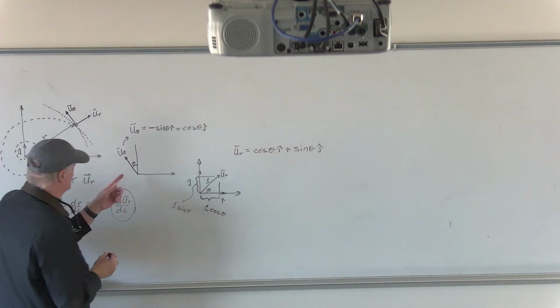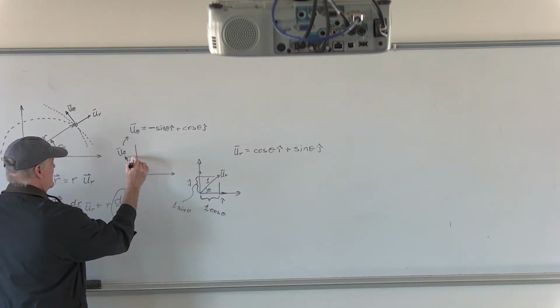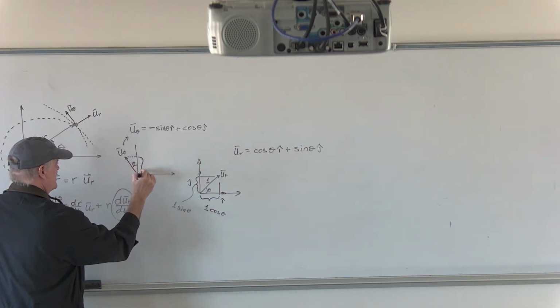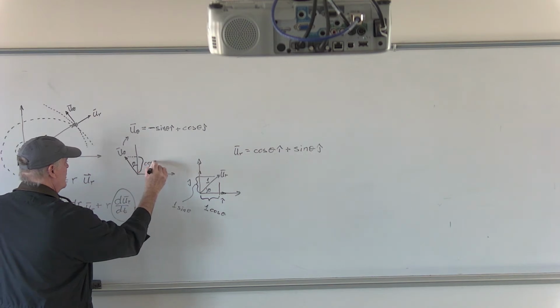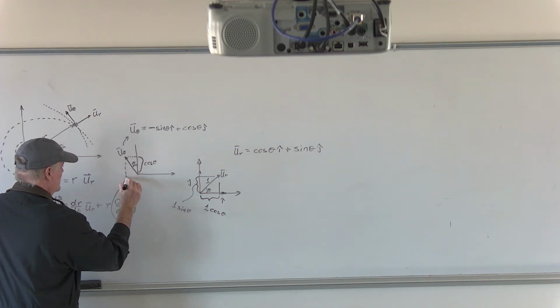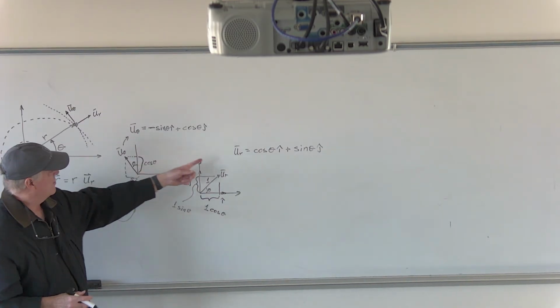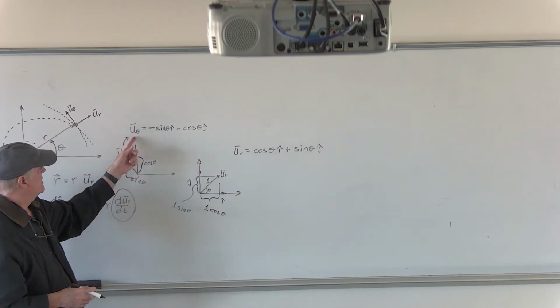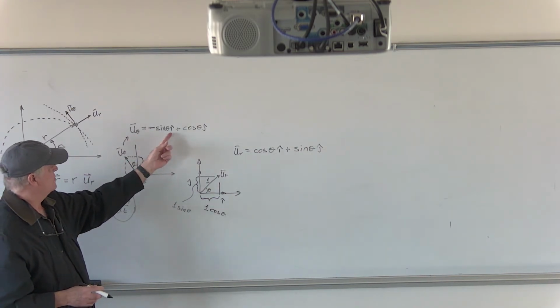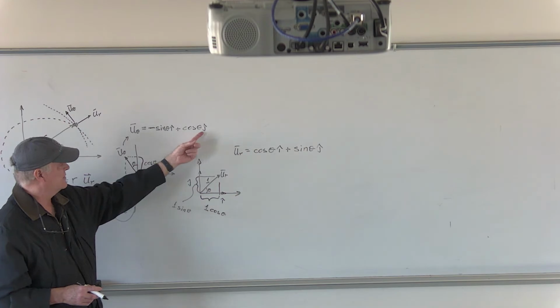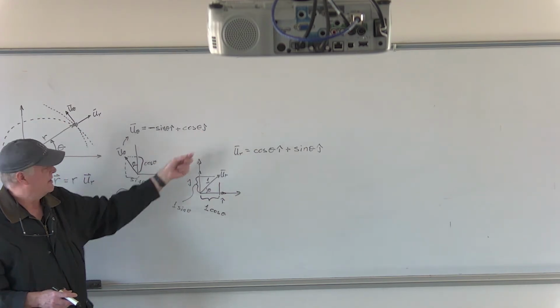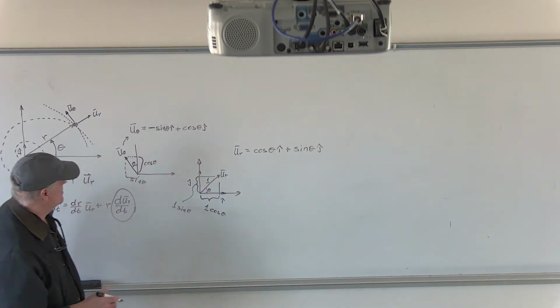Now let's take a look at that. Okay, this distance is cosine theta, this distance is the sine of theta. So we now have both the UR and the U theta mapped back to a vector I and a vector J that does not change with respect to time. So now let's look at this term.